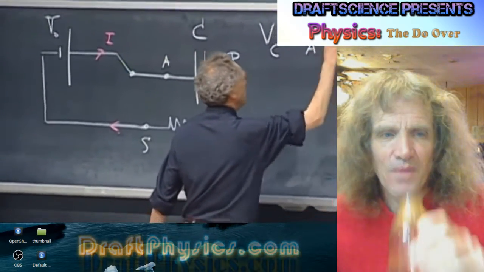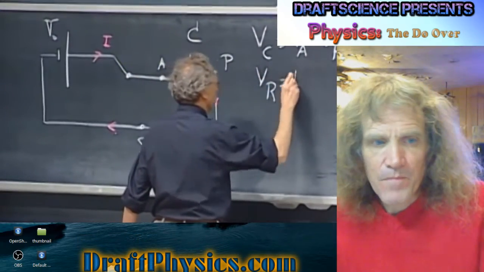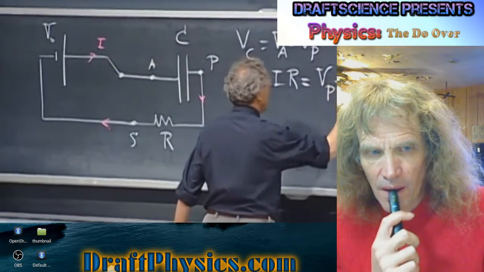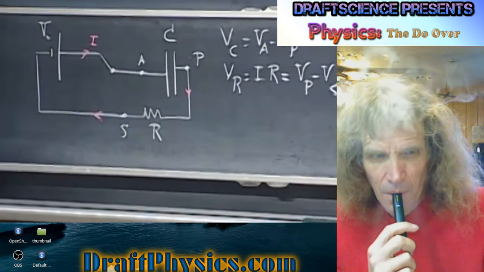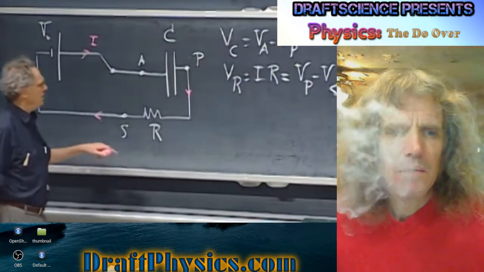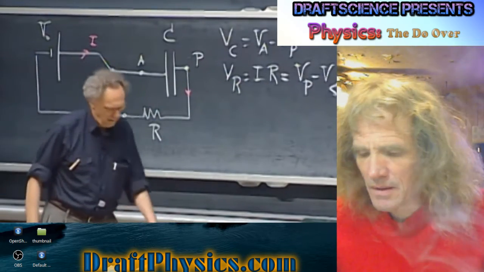VA minus VP. The potential over the resistor is of course always I times R, which is then V of P minus V of S. The question now is, what is the potential over the capacitor doing as a function of time, and what is the current doing as a function of time as I charge up this capacitor?